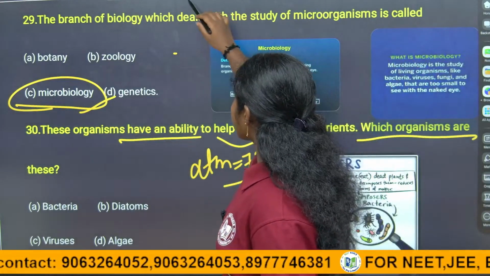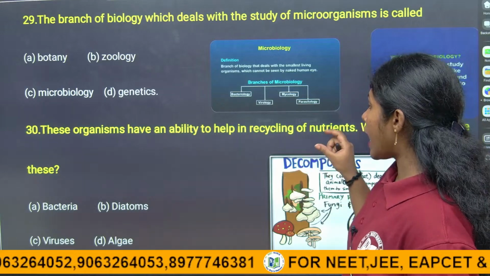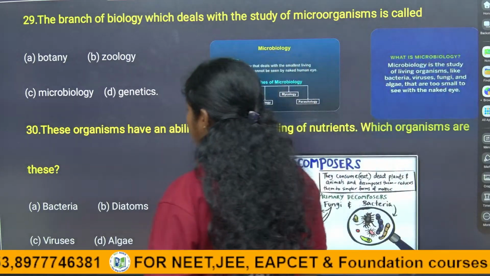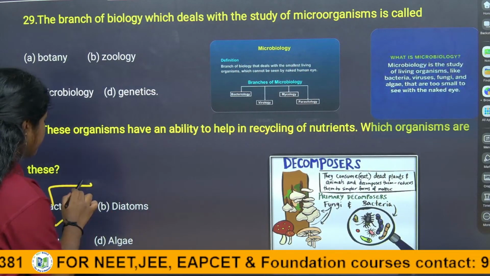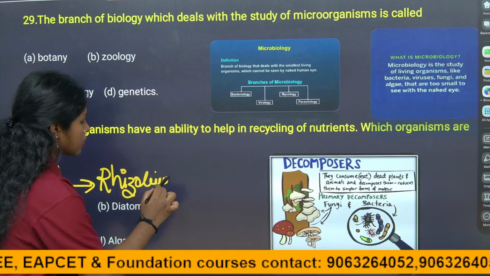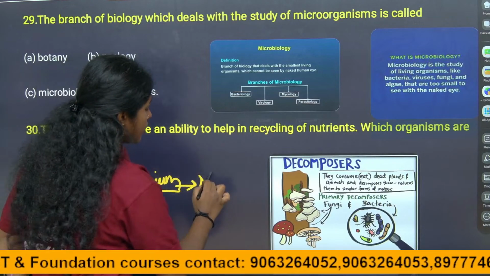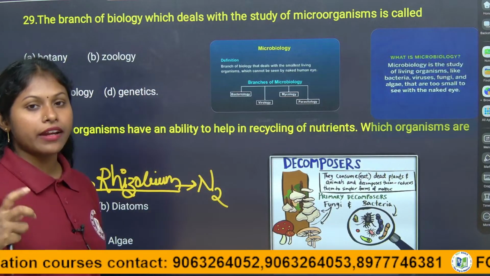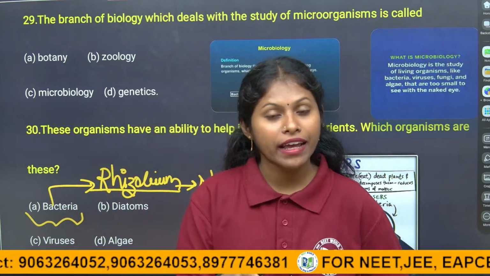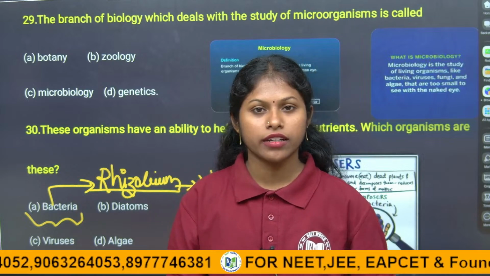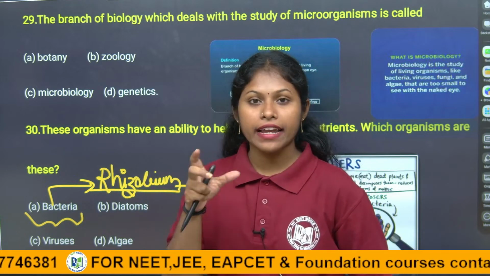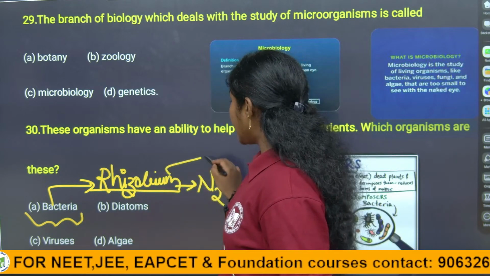So in the nitrogen cycle we discussed, children, these organisms have the ability of recycling nutrients. Which organisms are these? A good example is the bacteria Rhizobium. Rhizobium is the bacteria which helps in the fixation of nitrogen from the atmosphere. Why can't we use the nitrogen directly, children? We don't have that mechanism, right? Animals also don't have any mechanism to fix nitrogen. So which organisms have the ability to fix nitrogen? They are bacteria, especially like Rhizobium. Mainly bacteria can fix it.